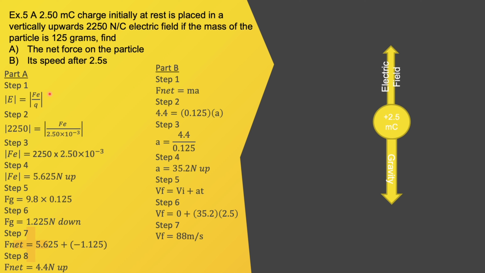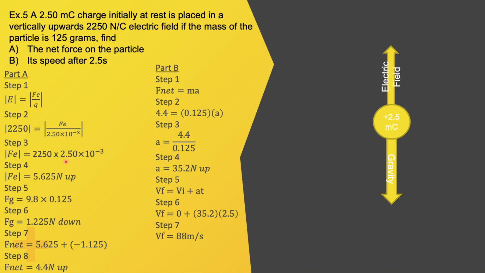In part A, we use E equals Fe over Q, which is just electric force, due to us needing to find electric force. In step 2, we plug in the numbers that we know, so we know the electric field and we know the value of the test charge. And we isolate for our force electric by moving the 2.5 times 10 to the negative 3 over. This leads us to knowing that Fe is equal to 2250 times 2.5 times 10 to the negative 3, which is equal to 5.625 newtons upwards.